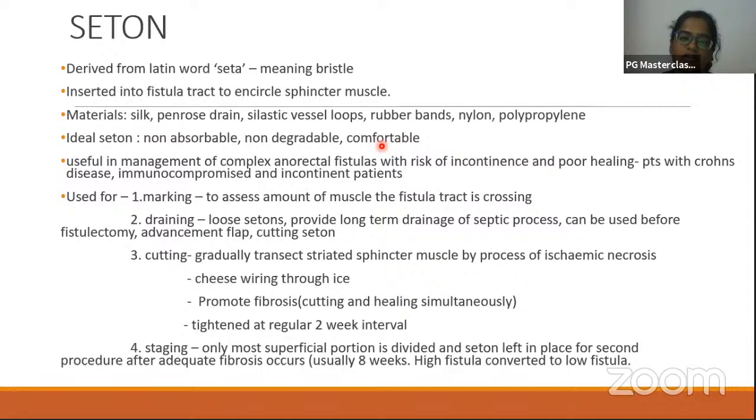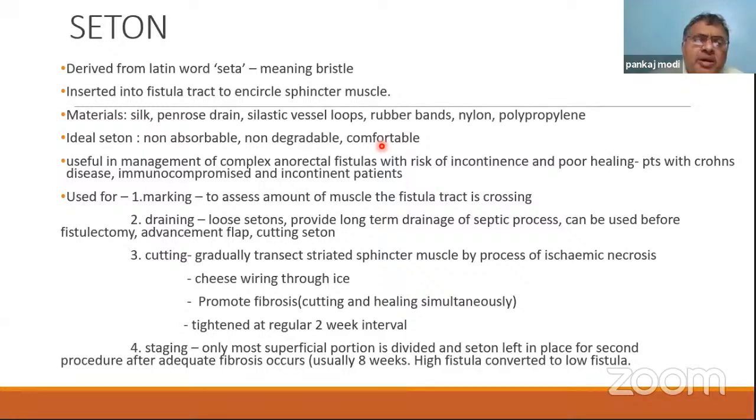A cutting seton is used to gradually transect the sphincter muscles by a process of ischemic necrosis. It is also called cheese wiring, and it promotes fibrosis. So cutting and healing occur simultaneously. The seton is tightened at a regular two-week interval. And it will promote fibrosis in the line where it cuts.